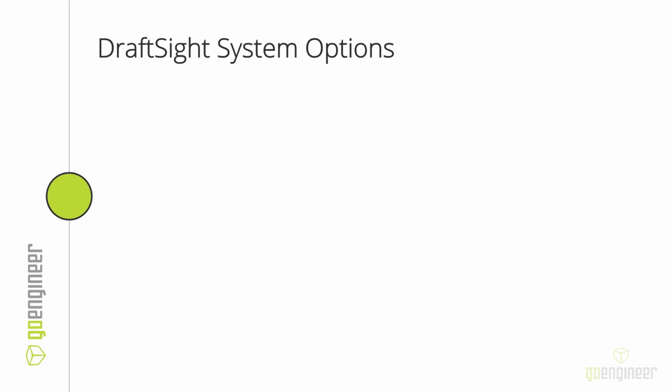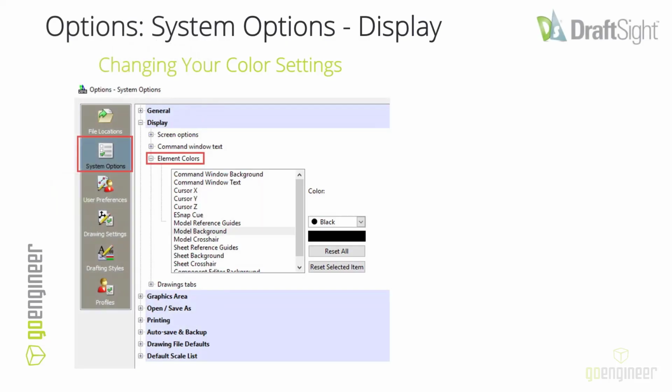Now we're going to get into some DraftSight system options. So similarities that you're going to maybe want to change or where to find them. These are locations that we can go to find things that you're commonly used to using. So we'll see here we have where we want to, if we want to change the colors. So in your system options, under display, under element colors, we have where we can actually pick different items here.